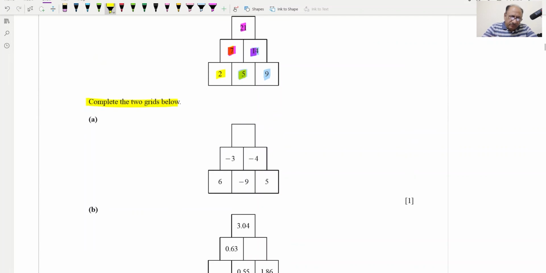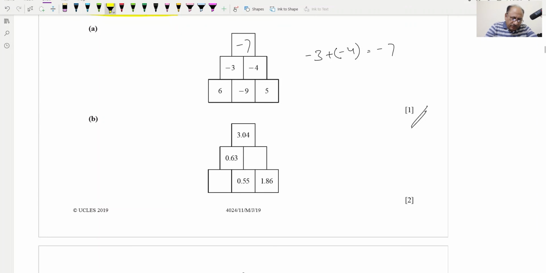So we need to add minus 3 and minus 4. Minus 3 plus minus 4 will be equal to minus 7, so minus 7 will be over here. This is a 1 mark part. And the b part is also a grid which we need to complete. There is something here which, if we add in this, we'll get this. So it means if we subtract this one from this, we will get this answer.